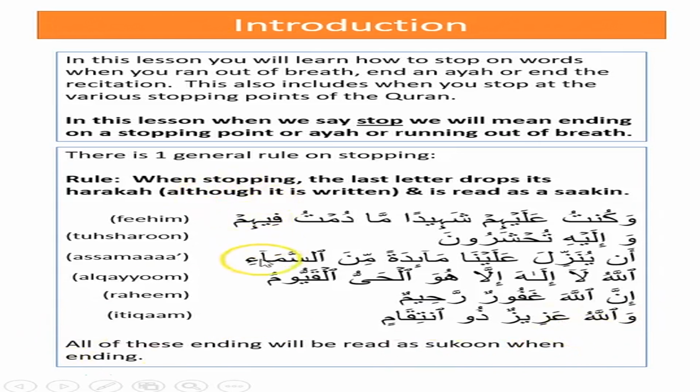All of these: this is a sakin originally, this fatha turns into a sakin, the kasra turns into a sakin, the dhamma turns into a sakin, the dhammatain turns into a sakin, and the kasratain turns into a sakin. But what about the fathatain?